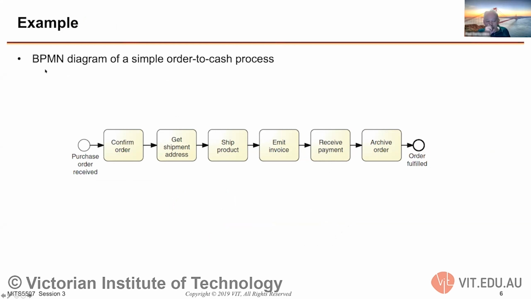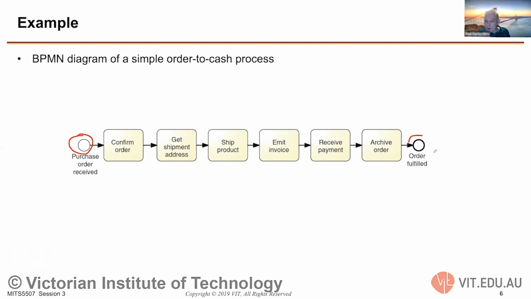Now here's an example of a simple order to cash business process model. It's a sequential one, not a very complex one, but what you can see are the elements we've been talking about. For instance, we begin with an event. This business process begins when a purchase order is received. Once the purchase order is received, we proceed in a sequential fashion through all the activities: confirm order, get shipment, ship product, emit invoice, receive payment, and archive order.